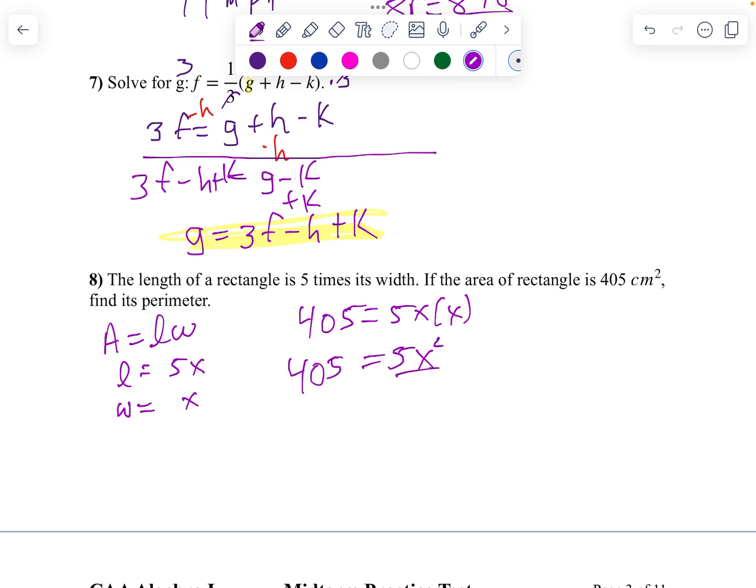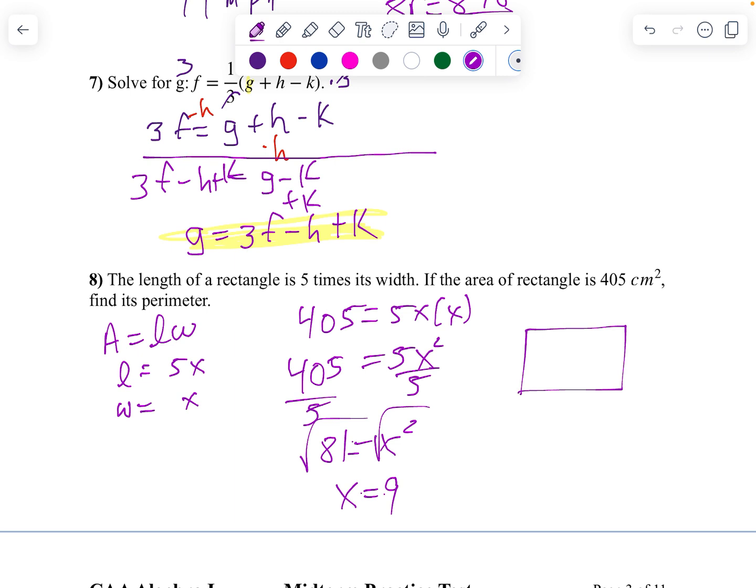So you divide by 5. 405 divided by 5 gives me 81 equals x squared. Remember, the inverse operation of square is square root, so x is 9. That's the width. I didn't ask for the width. I asked for the perimeter. So we know the width is 9, so 5 times 9 is 45.